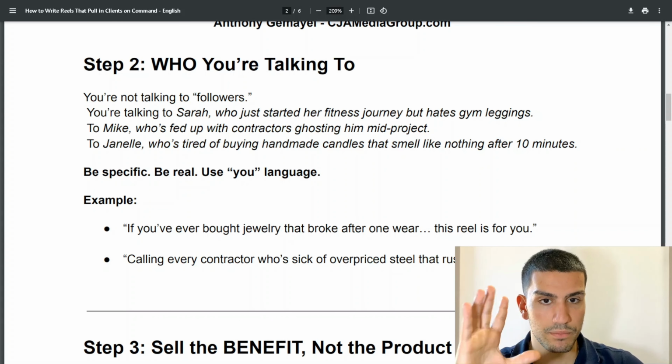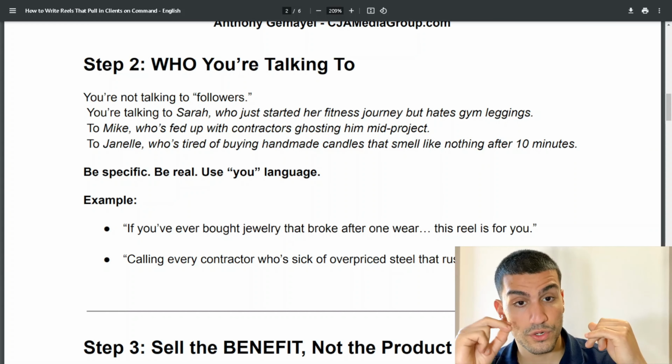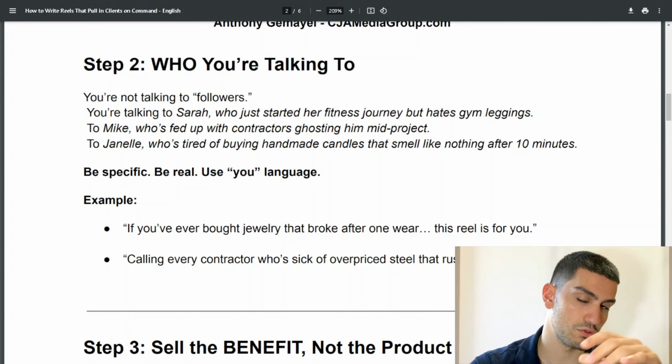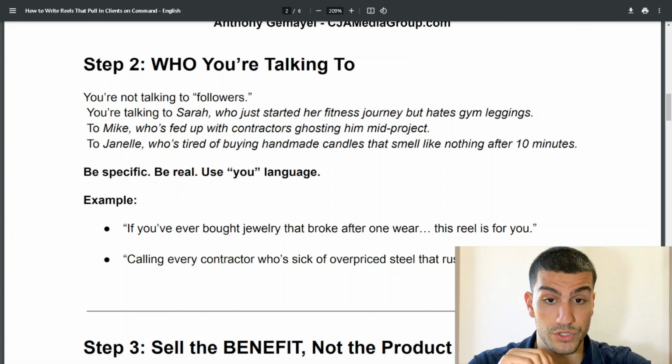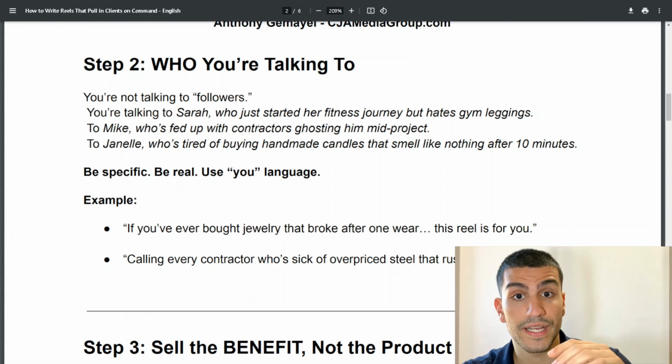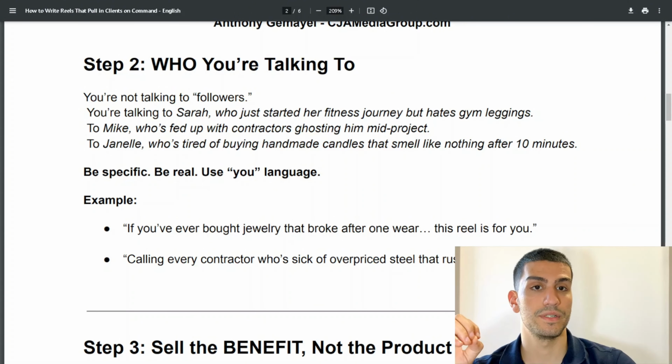So, second step, right? Know who you are talking to. Speak to one person and one person only. Don't talk to your followers or like don't talk to everyone. Speak to this one person. Like actually picture them. Think about it. Like I'll give you a couple of examples. You are talking to Sarah, who just started her fitness journey but hates gym leggings. You're talking to Mike, who's fed up with contractors ghosting him mid-project. You're talking to Janan, who's tired of buying handmade candles that smell like nothing after 10 minutes.